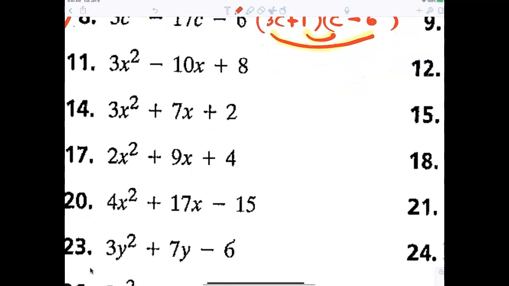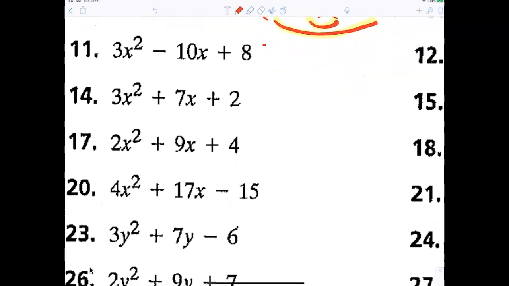All right, next. What are the only factors of 3x squared? 3x and x. Always start with the middle factors. What are the middle factors of 8? 2 and 4. So where do I want to put the 4 and the 2?